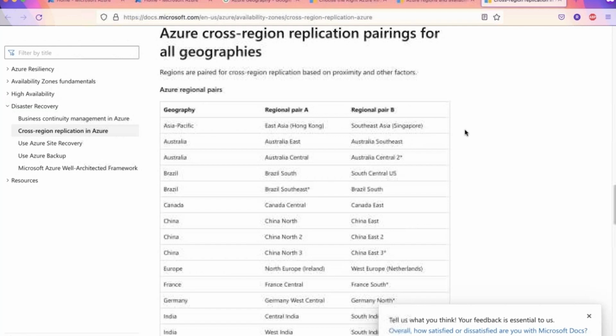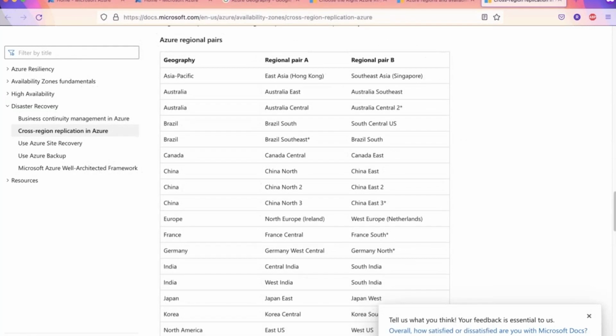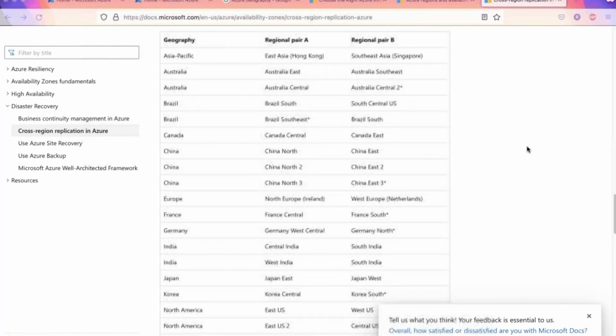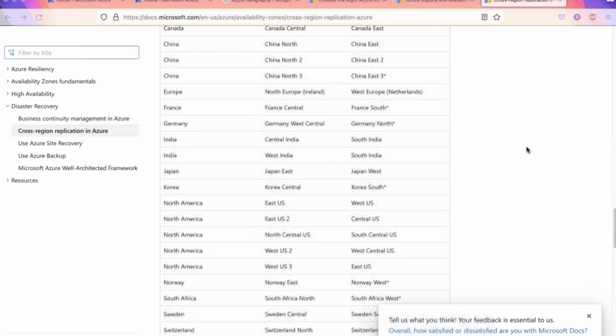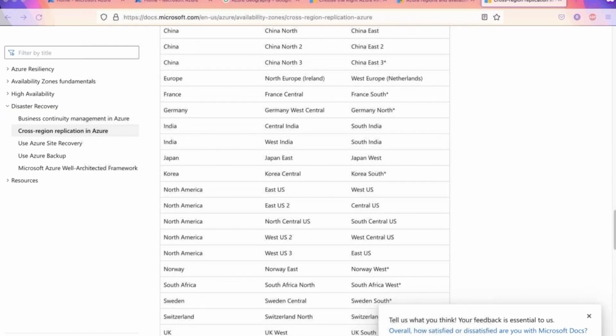These are some of the region pairs over here. If you look, let me take you somewhere in the US part. Now if you notice East US: if you have your resources deployed to East US and anything goes wrong there, its region pair is West US.